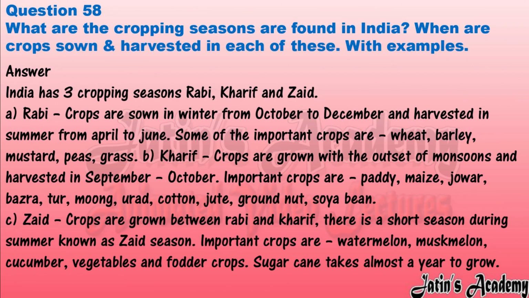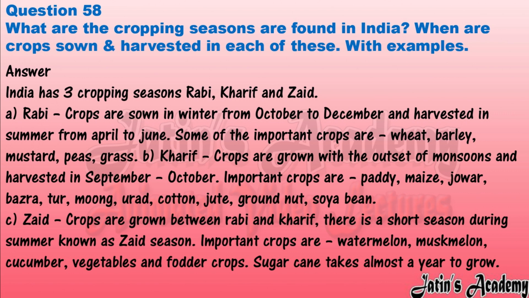Question 58. What cropping seasons are found in India? When are crops sown and harvested in each of these? With examples. Answer. India has 3 cropping seasons: Rabi, Kharif and Zaid. A. Rabi crops are sown in winter from October to December and harvested in summer from April to June. Some of the important crops are wheat, barley, mustard, peas, gram.